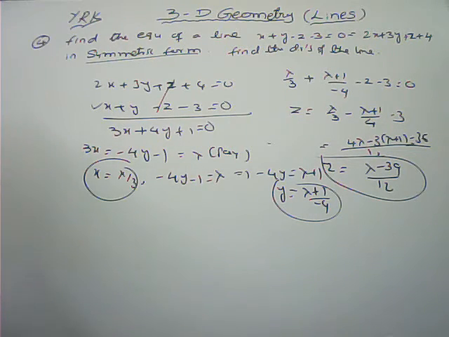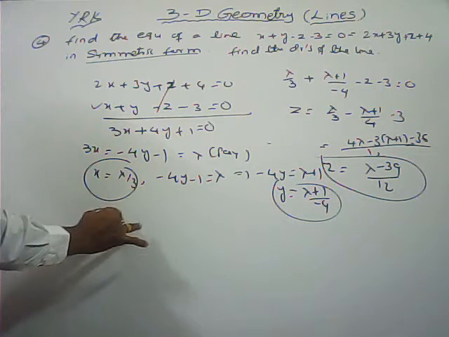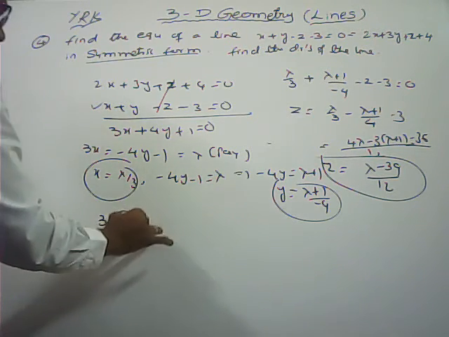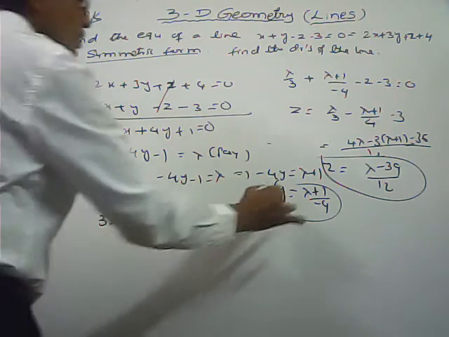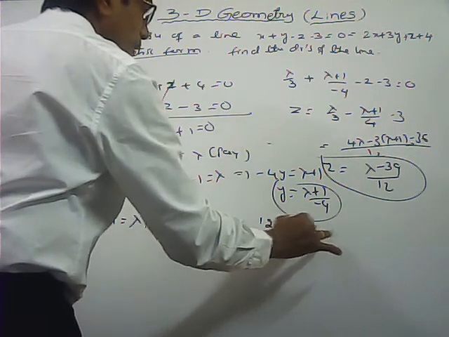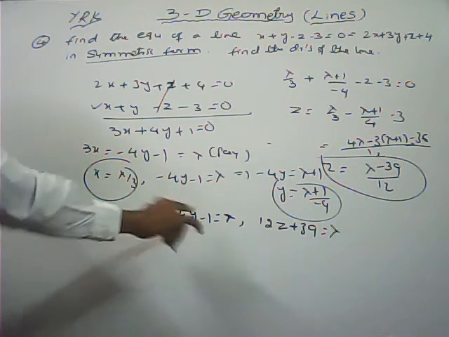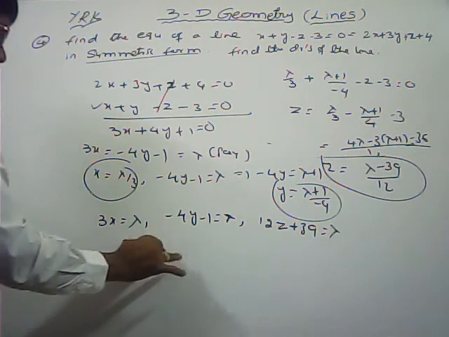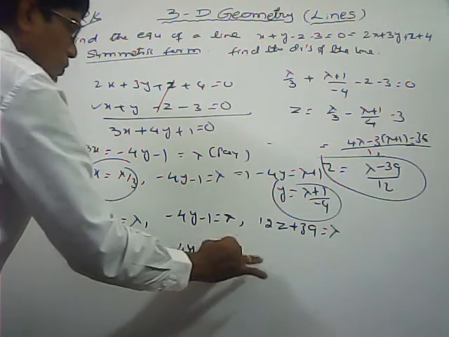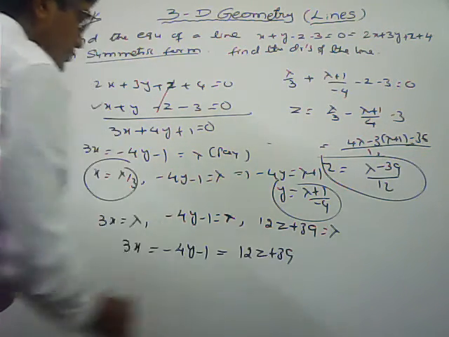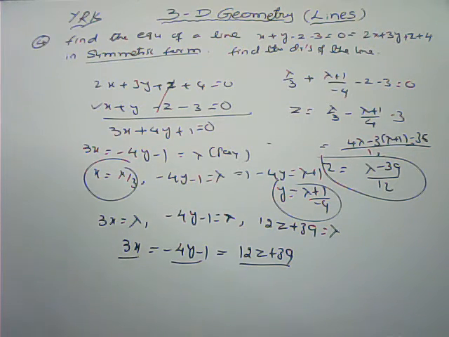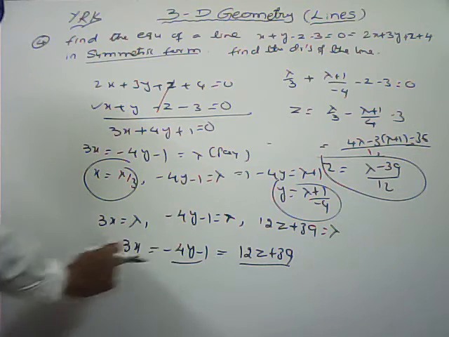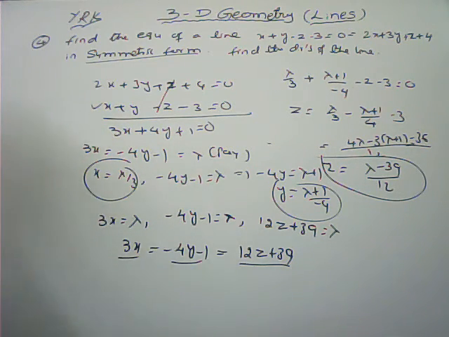Now here you can see 3x equals lambda, and minus 4y minus 1 that is also lambda, and 12z plus 39 that is equal to lambda. All are equal to lambda only. So therefore 3x equals minus 4y minus 1, that is equal to 12z plus 39. Everywhere we can make the x, y, z coefficients 1 only. To make it 1, the LCM of the x, y, z coefficients 3, 4, 12 is 12. So each one should be divided by 12.